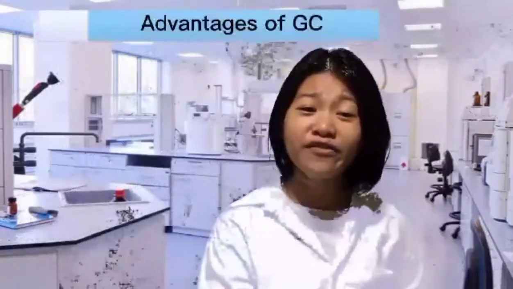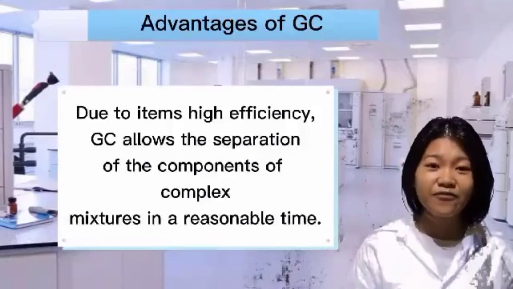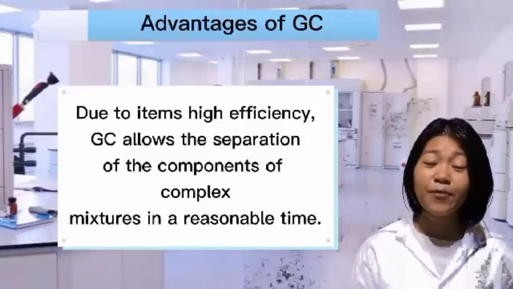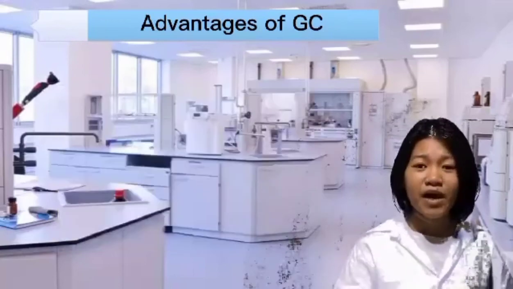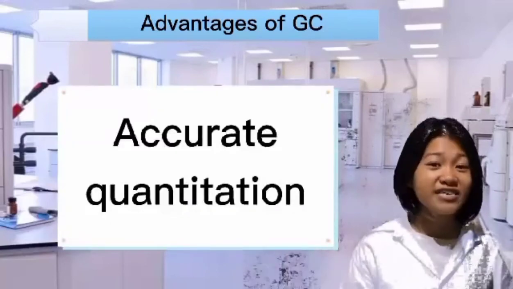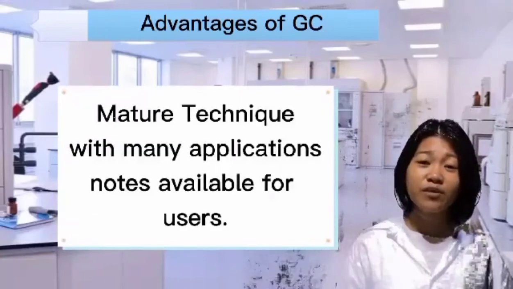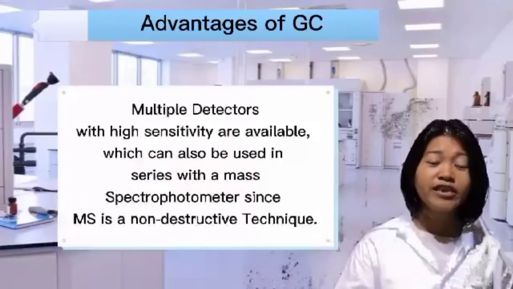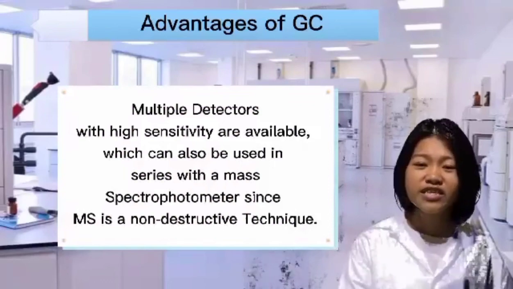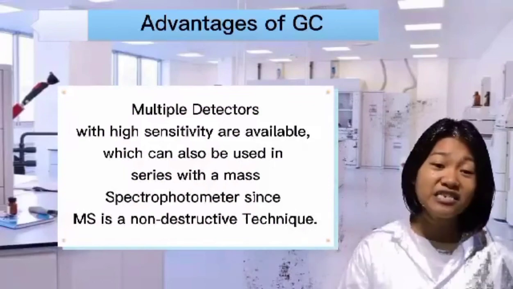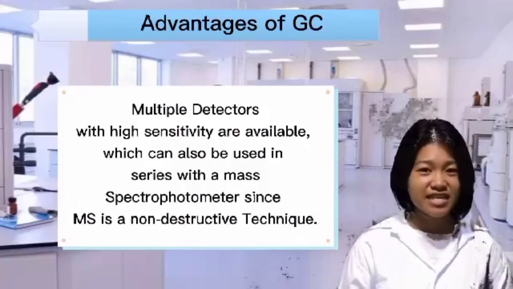There are 4 advantages of gas chromatography. First, due to its high efficiency, GC allows the separation of the components of complex mixtures in a reasonable time. Second, accurate quantitation. Third, it is a mature technique with many application notes available for users. Fourth, multiple detectors with high sensitivity are available, which can also be used in series with a mass spectrometer since MS is a non-destructive technique.